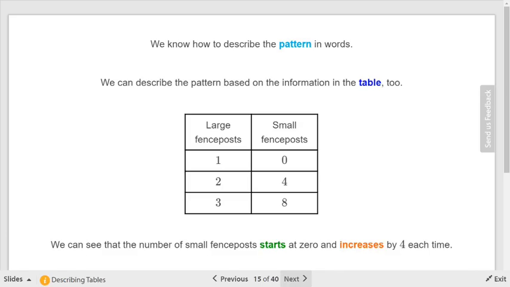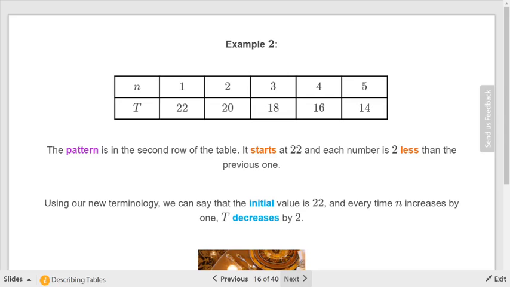Here's our pattern, an example. The pattern is in the second row of the table, and we know that because the top row is labeled little n, which means the number. The top row is the number, the bottom is the pattern, capital T. And it starts at what number? 22.